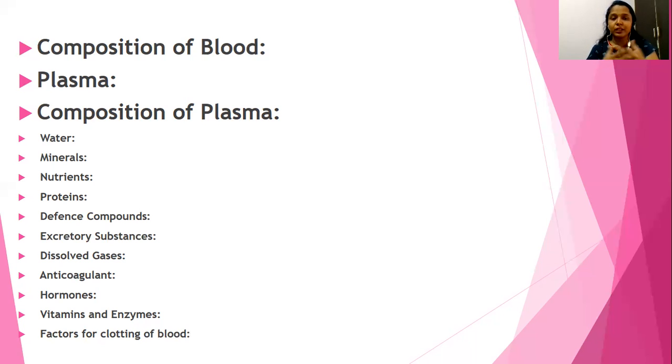And the hormones. When it comes to hormones, we know that endocrine and exocrine hormones are there. Endocrine hormones are the ones which release their secretion directly into the bloodstream. So those hormones will be circulating in the plasma, in turn the blood.